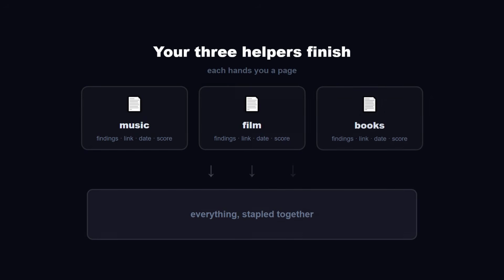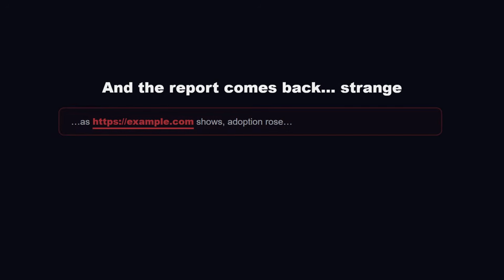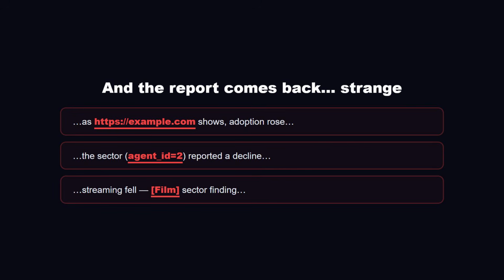Third and last thing you control. And honestly, this is the one nobody teaches. Everyone talks about sending work out. Almost nobody talks about what comes back. So your 3 helpers finish. Each one hands you a page, some findings, a web link, a date, a confidence score. You staple all of it together and ask Claude to write one report. And you get something strange.